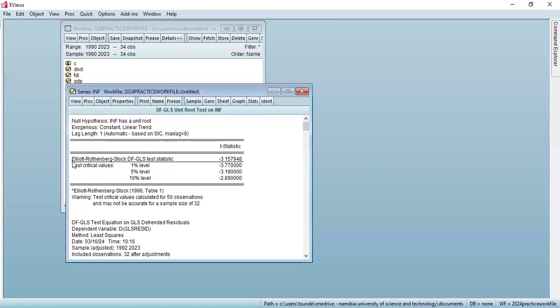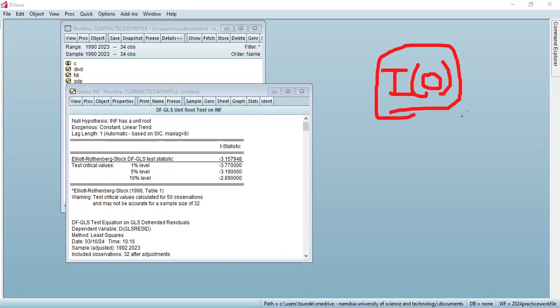That is what I was trying to explain at the beginning, that if you have variables that you want to use in a regression equation, and you find that all of them are integrated of order zero, then those variables can be used in a regression equation and you will be able to get authentic results. But if they are not integrated of order zero, then the results they give you are called spurious results or nonsensical results, right? So this is a very good candidate to be used in an ordinary least squares regression equation.